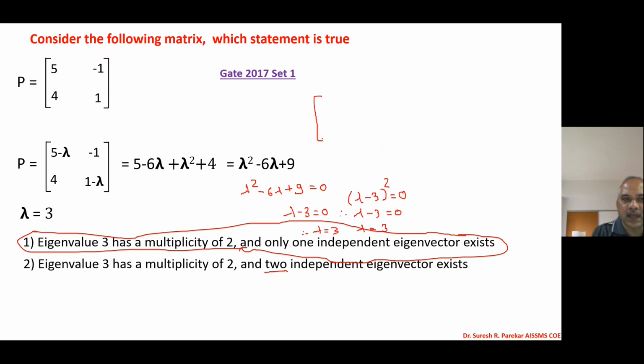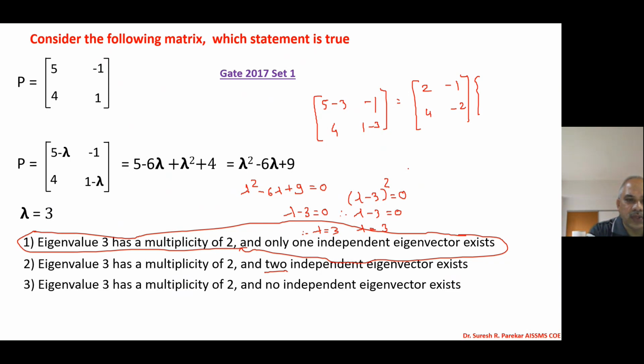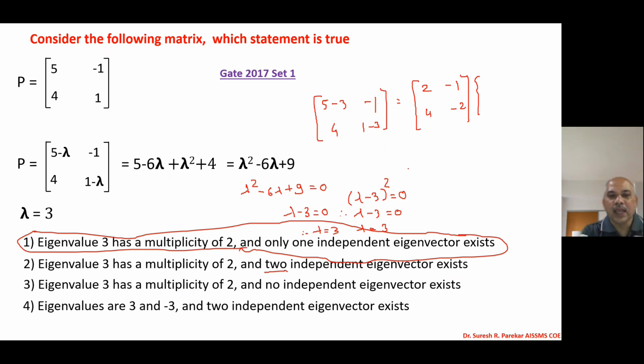So which eigenvector are we going to get? That is 5 minus 3, minus 1, 4, 1 minus 3. So we are going to get the eigenvector, which will be 2, minus 1, 4, minus 2. So this is my eigenvector, meaning this is x1, y1, and we can find this eigenvector by using the eigenvalues. Another option: eigenvalue 3 has a multiplicity of 2 and no independent eigenvector. Another: eigenvalues are 3 and minus 3 and 2. So these all are wrong, and we have the first option.